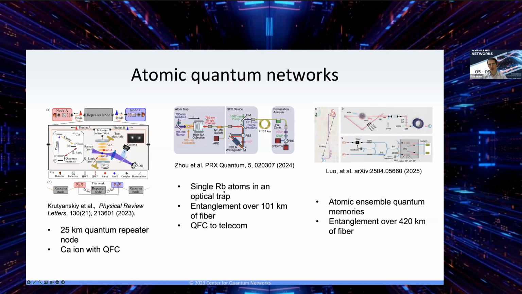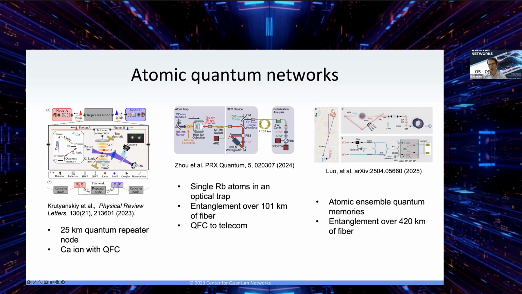the group of Harald Weinfurter demonstrated the distribution of entanglement between single rubidium atoms in an optical trap over 100 kilometers of fiber. So this was a 100 kilometer fiber loop entangling two qubits. And then very recently, from Jianwei Pan's group, they demonstrated atomic ensemble memories entangled over 420 kilometers of fiber, and this was done over a long distance.